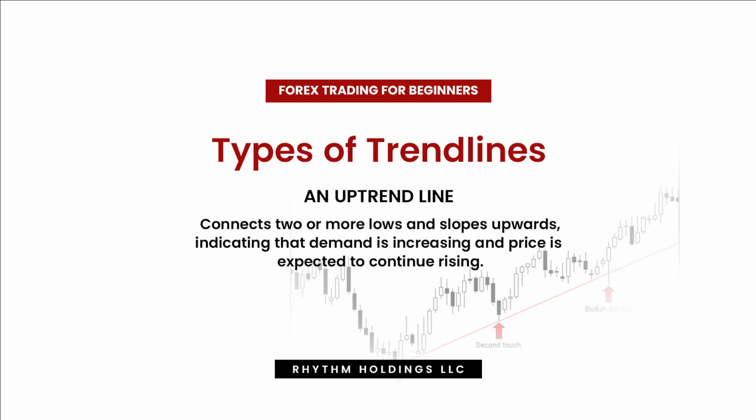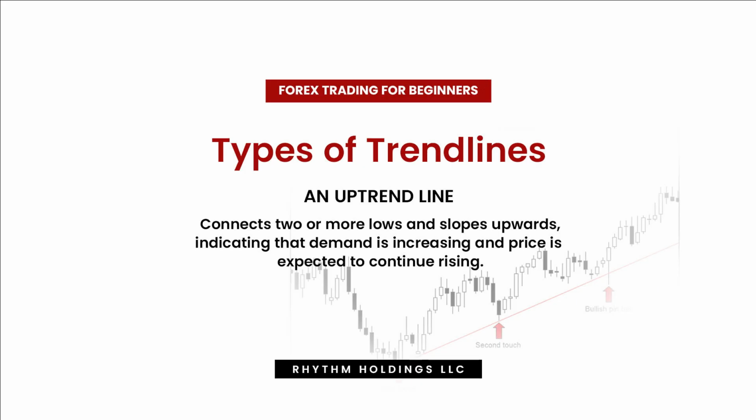So an uptrend trend line connects 2 or more lows and slopes upward, indicating that demand is increasing and price is expected to go higher. That is an uptrend trend line. It connects 2 or more lows and slopes upwards, and it also indicates to you, the trader, that demand is increasing and price is expected to continue rising.